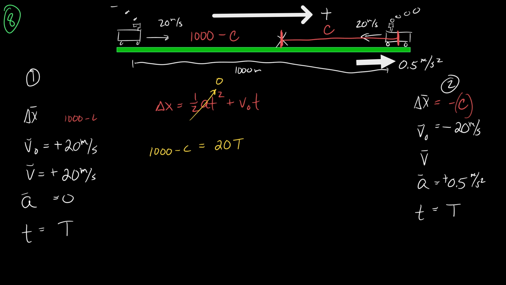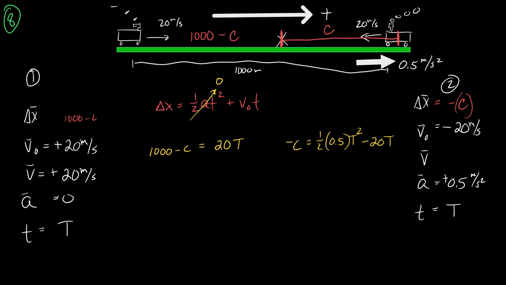Train 2, same relationship, because I don't have final velocity. So negative c equals 1/2 times 0.5 t squared minus 20 t. Two equations and two unknowns. Do I have to go any further? Is that sufficient? Because you guys have learned how to deal with two equations and two unknowns? Or is there anybody who would like me to go a step or two further? I'll leave it to you to decide.